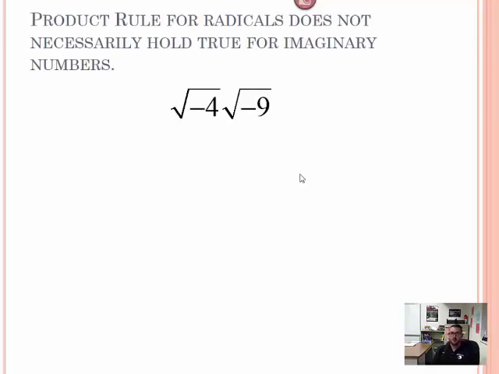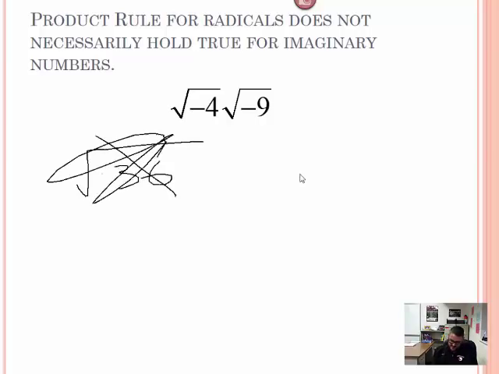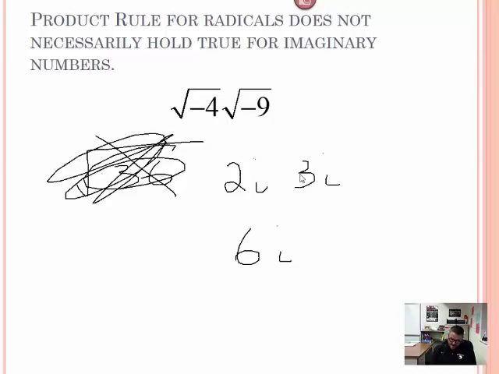So now, product rule for radicals does not necessarily hold true. You cannot rewrite this as negative 4 times negative 9 and make it positive 36. That's not true. You have to do each of these separately. So we know the square root of negative 4 is 2i, and we know the square root of negative 9 is 3i, and we know 2i times 3i is 6i squared, and haven't we already said that i squared is negative 1? So 6 times negative 1, the final answer would be negative 6.